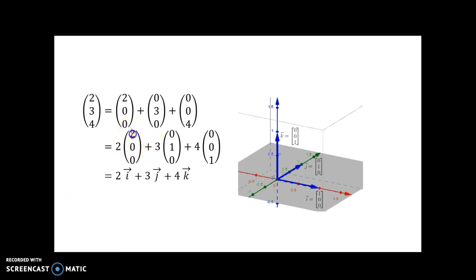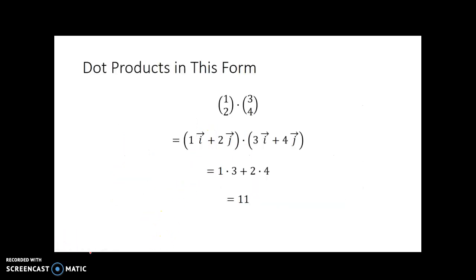Okay, so that should be a 1 right there. So we have 2 times 1, 0, 0, plus 3 times 0, 1, 0, plus 4 times 0, 0, 1, and by definition, that's the i vector, that's the j vector, that's the k vector. So that gives us a way that we can write it.